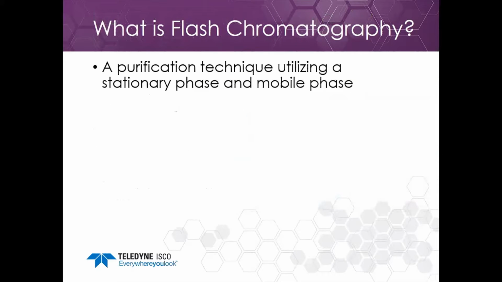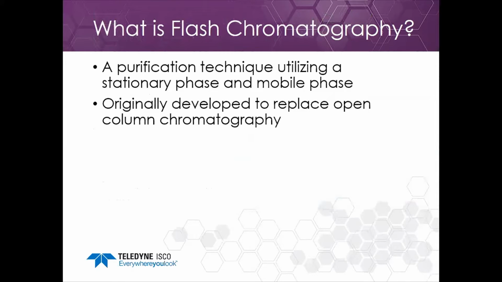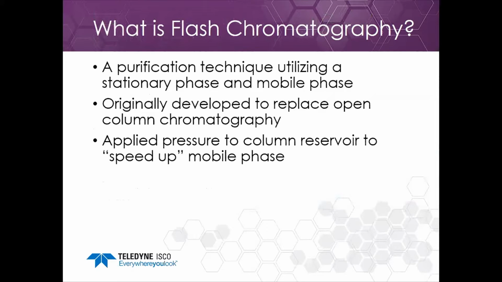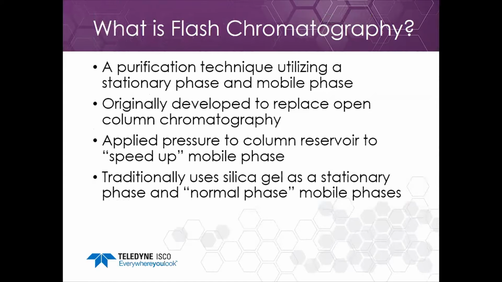So what's flash chromatography? It's a purification technique utilizing a stationary phase and a mobile phase. It was originally developed to replace open column chromatography, so we can have faster separations. Pressure is applied to the column reservoir to speed up the mobile phase. And traditionally in the lab, you see silica gel used as a stationary phase, and you use normal phase mobile phases.